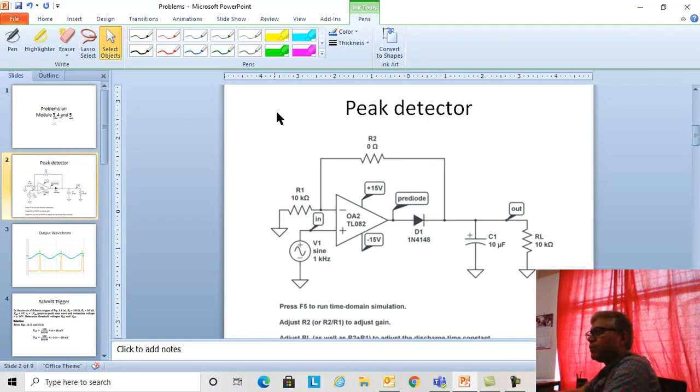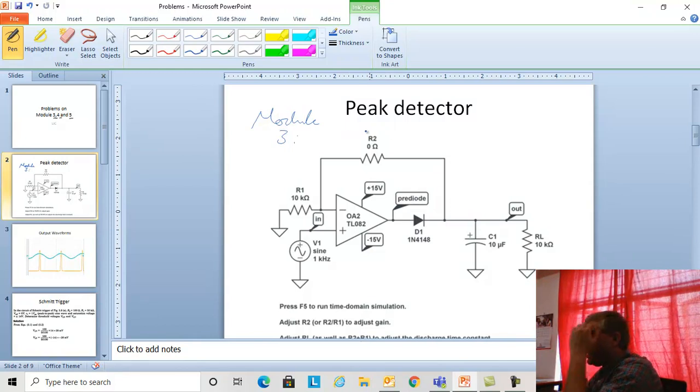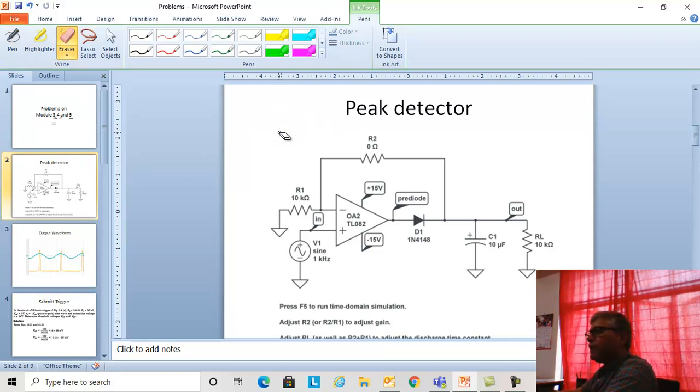Okay, so let me take module 3. This is module 3 basically. In module 3 we have rectifiers, clippers, clampers and peak detectors. Clippers and clampers, I think you may easily solve, so I have not included any design problem here. What I'm going to try to do here is only the peak detector, because the peak detector must be a little bit different for you, so I thought I will deal with that one here.